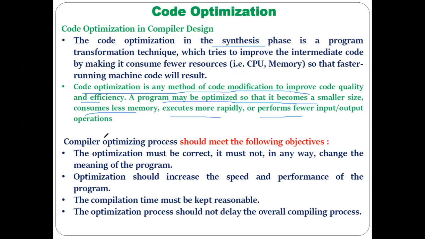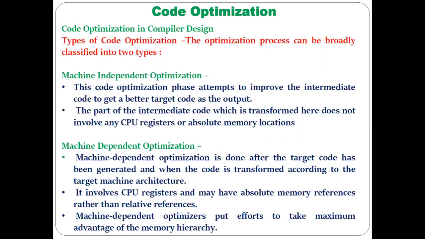Whether code optimization is performed before or after code generation, certain objectives have to be satisfied. Optimization must be correct; it must not change the meaning or the final output of the program. It should increase the speed and performance of the program, and the efficiency of the compiler also increases. The compilation time should not increase; it should remain reasonable. All these objectives must be satisfied when performing code optimization, which is generally performed by the compiler itself.